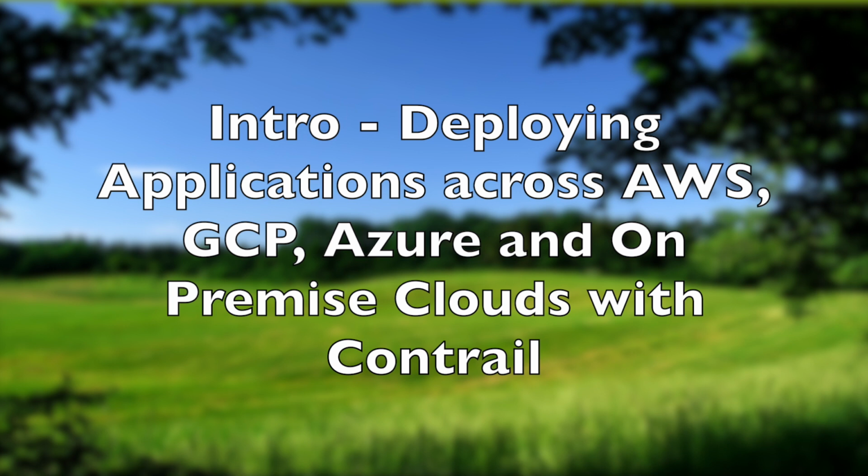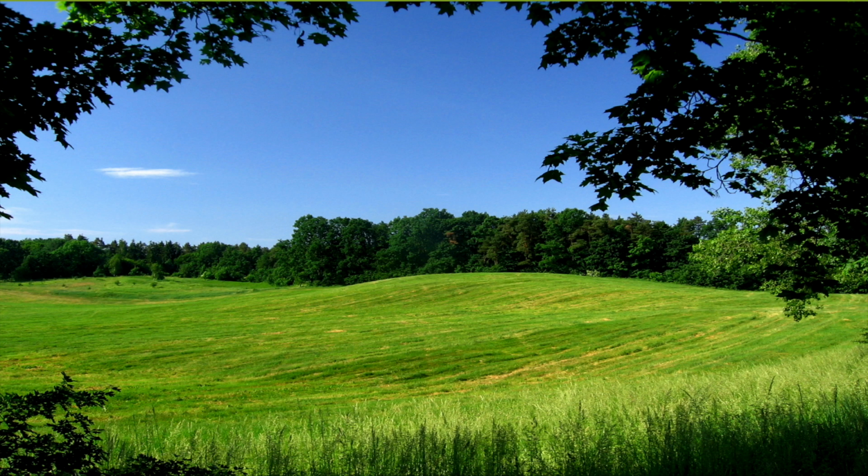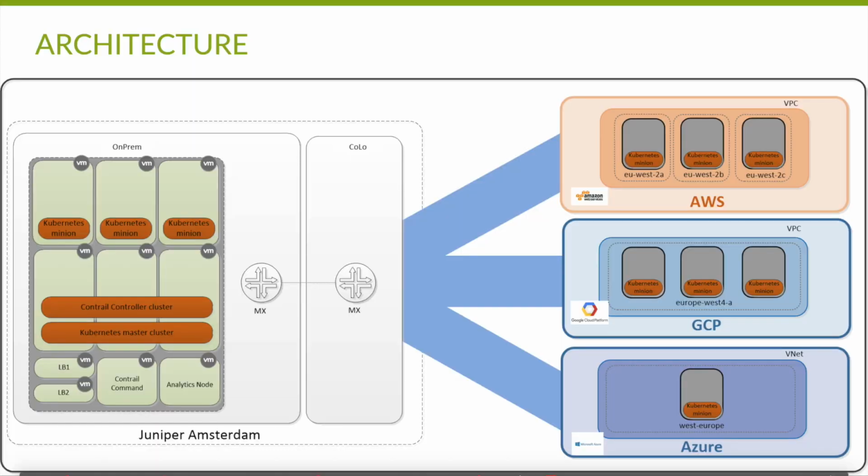This is the first video in a series I'll be giving with my colleague Wojciech, showing you what's possible with Contrail SDN and Kubernetes across multiple on-premise and public clouds. This intro video will give you a quick taste, then the following videos will dive into a number of application use cases. So for these videos we'll be using our Amsterdam laboratory. The architecture is shown here.